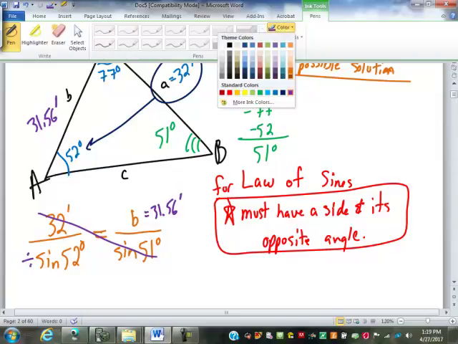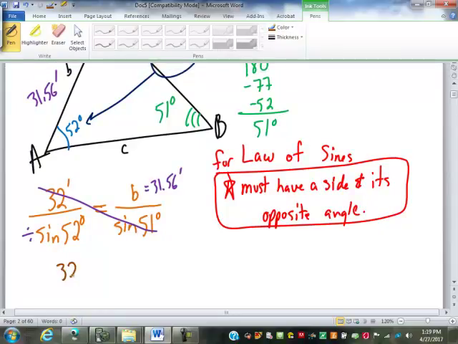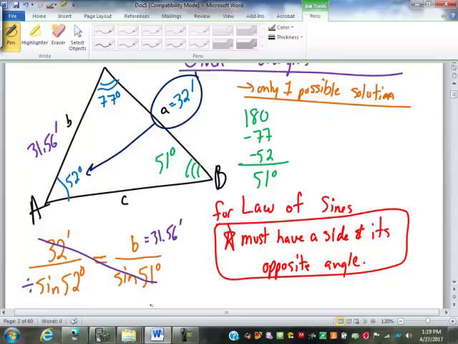Well then, how will we find side C? Yeah, we've got 32 over the sine of 52 degrees again. We're going to keep that. Now we're going to put side c over the sine of 77 degrees.